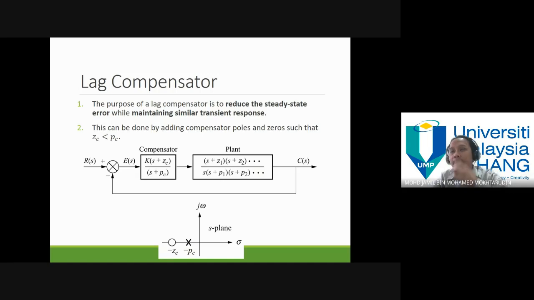So let's look at the lag compensator. Just now was the ideal integral compensator. Now we look at the lag compensator. The purpose of a lag compensator is to reduce steady state error but maintain a similar transient response. It is similar to the ideal integral compensator, but that one is called ideal, meaning that we cannot design an ideal integral compensator in real life.